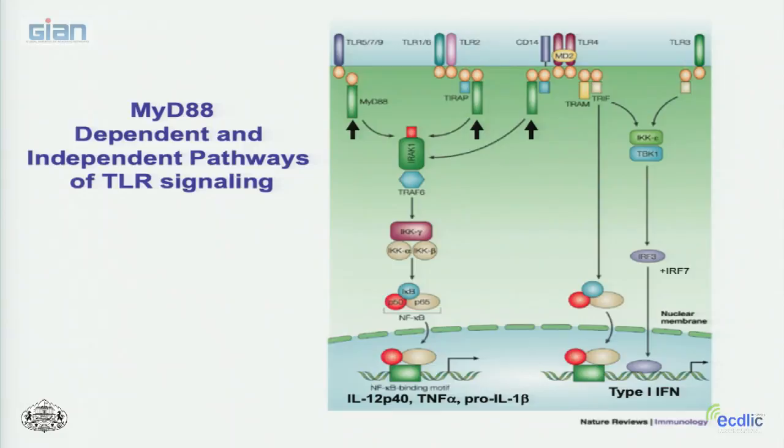These endosomal TLRs are mainly for recognition of viral nucleic acids and lead to this transcription factor IRF3, which translocates and leads to the induction of type 1 interferon, which are critical for antiviral immunity. Okay? So this is absolutely critical for how innate cells sense these pathogens.